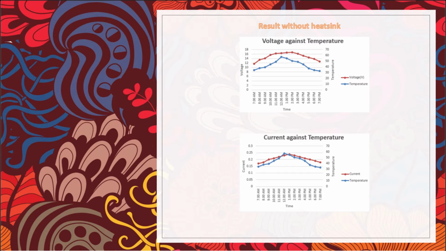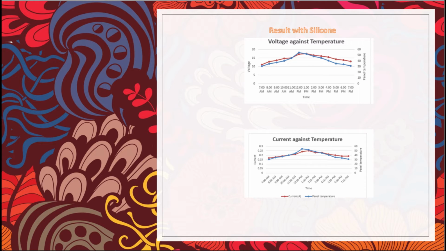Next is the result with silicon. For voltage against temperature, the graph showed that the highest value for voltage was 17.5 volt when the temperature value was 52.2 Celsius at 1 p.m. For the current against temperature, the graph showed that the highest current value is 0.25 ampere when the temperature on the panel achieved 52.2 Celsius. Even though it's not the highest temperature on the panel, it can still reach the highest value of the current.